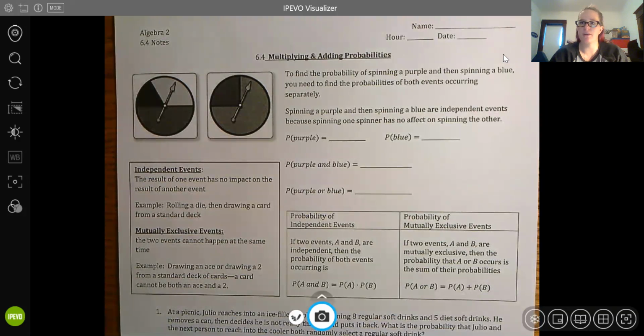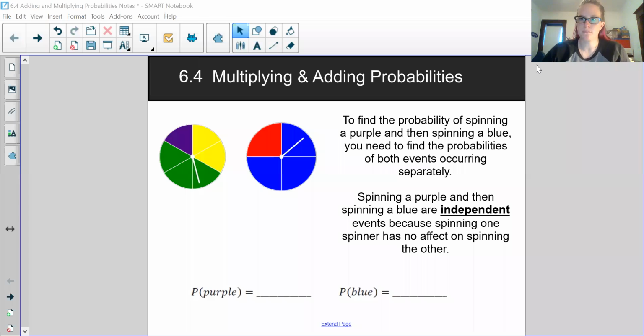Let me share quickly the smartboard lesson with you so you can just look at those quick. Okay, so here is our diagram. So you might want to draw in the little white lines on your graph and then label like with a P, a Y for yellow, G for green, and so on. So we want to find the probability of spinning a purple and then spinning a blue. They are independent. Whatever I spin on my first one is not going to affect what I spin on the second one.